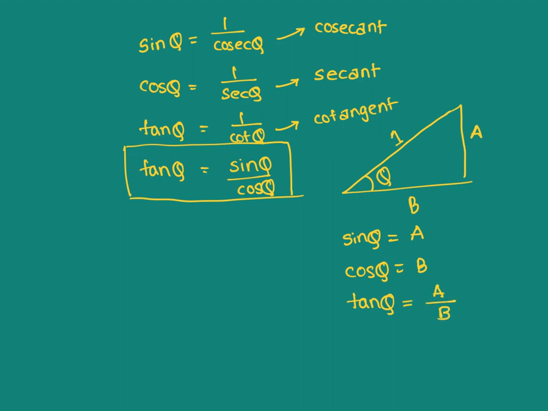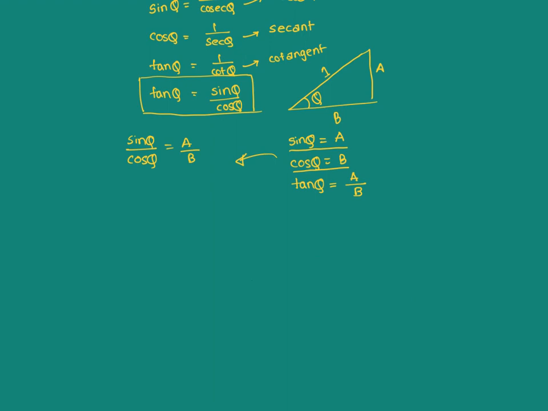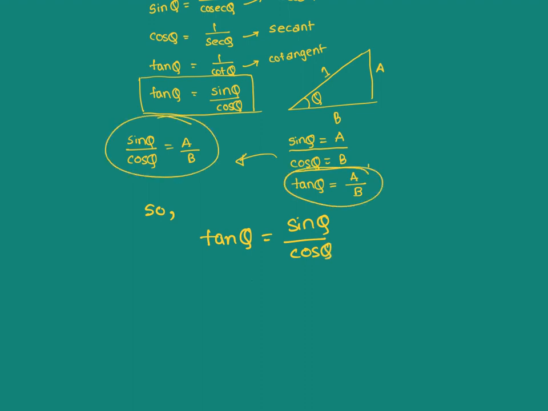Now look at this closely. Sine theta is A, cos theta is B. So if you divide sine theta by cos theta, you're going to get A by B. So as both tan theta and sine theta by cos theta are A by B, we can say that tan theta is equal to sine theta by cos theta, because both of these are equal.